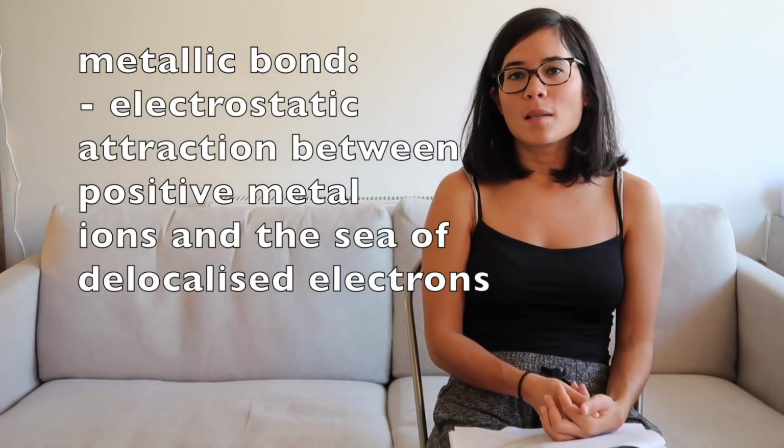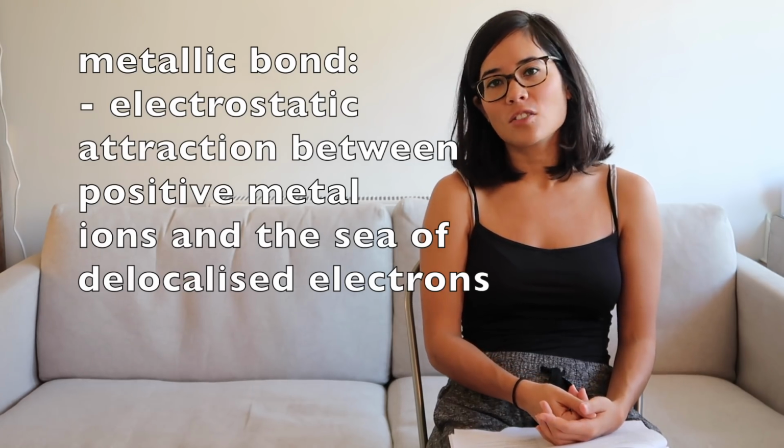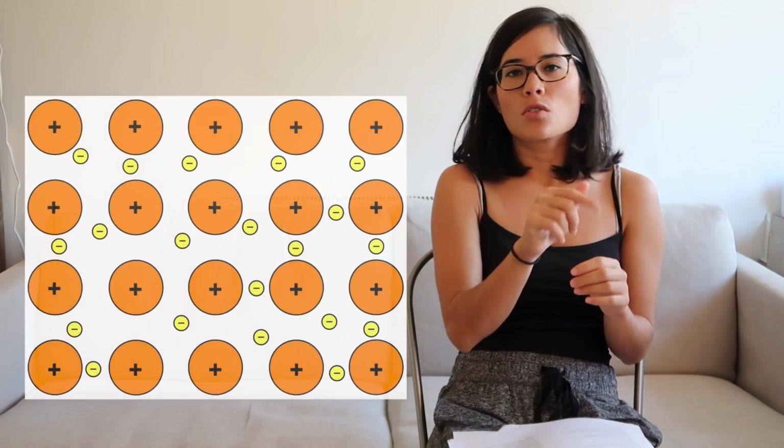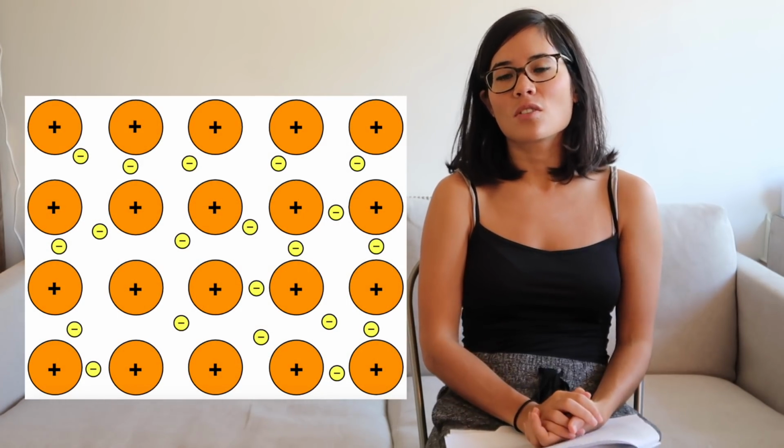Lastly, giant metallic structures. So these are just the metals you find in the periodic table. Remember, they have high melting points. That's because they have strong metallic bonds, and a metallic bond is simply the attraction between a positive ion and the delocalized electrons. So if you had to draw the structure of a metal, keep it nice and simple. Just draw a rectangle to represent the metal. Draw some positive ions evenly arranged with a sea of delocalized electrons surrounding them, and that will be sorted.